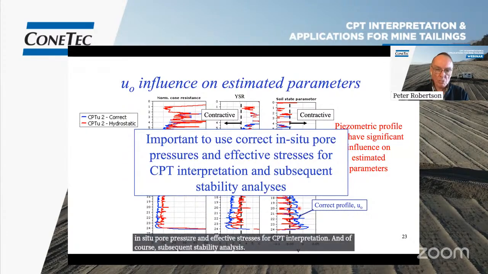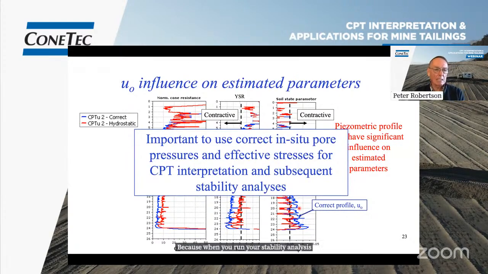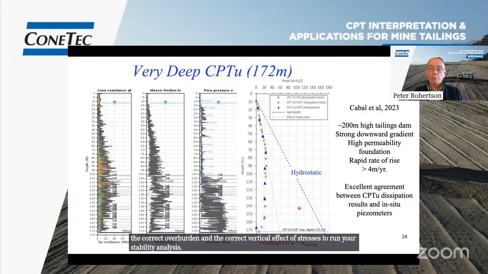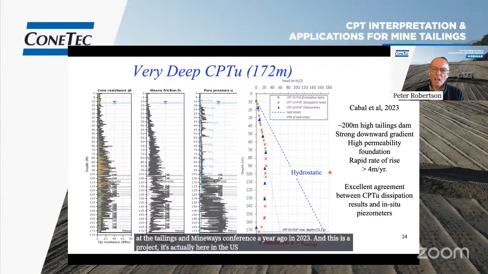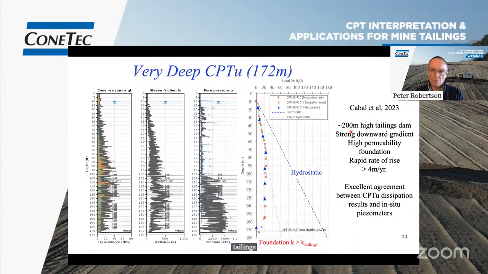Because when you run your stability analysis, you need to be calculating the correct overburden and the correct vertical effective stresses to run your stability analysis. And here's an example. This was a publication Kelly had at the Tailings and Mine Waste Conference a year ago in 2023. And this is a project, it's actually here in the US, and it's a large 200-meter high tailings dam, and it's upstream construction, and it has strong downward flow.